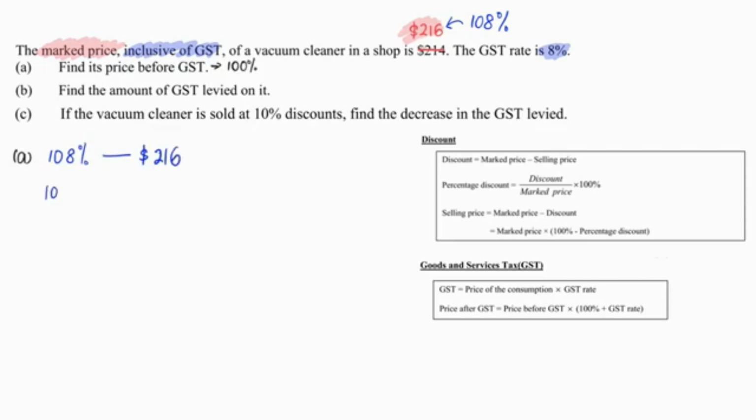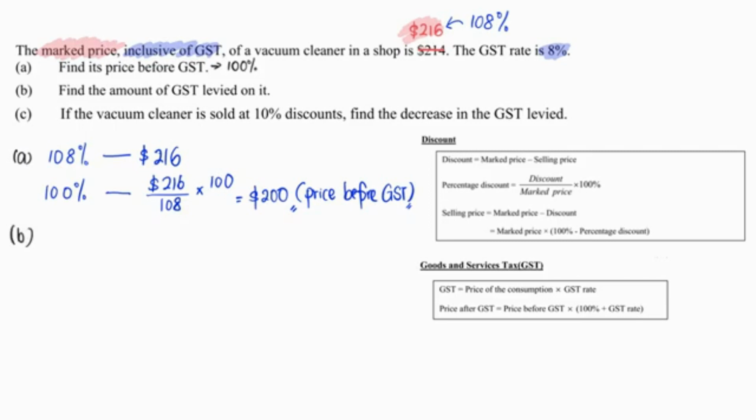So how can I find my 100%? I would just divide by 108 to get 1%, followed by multiplying by 100. And that will give me a value of $200. And that will be the answer for part A, where this is the price before GST. Do include statements like this, as it helps us to keep track of what the price represents.